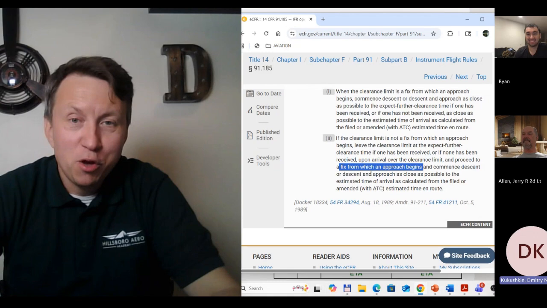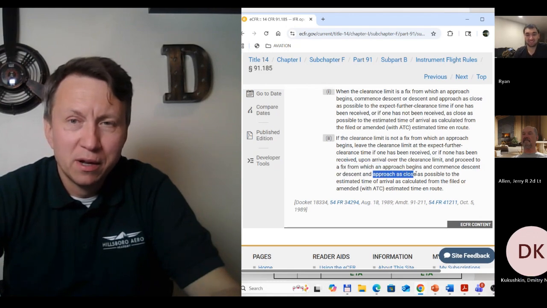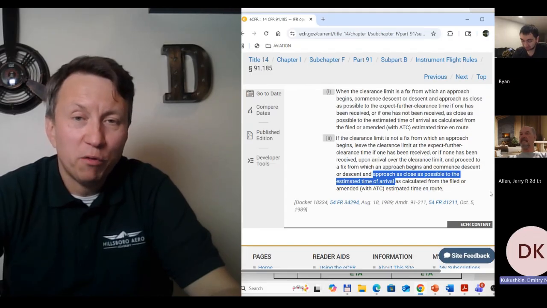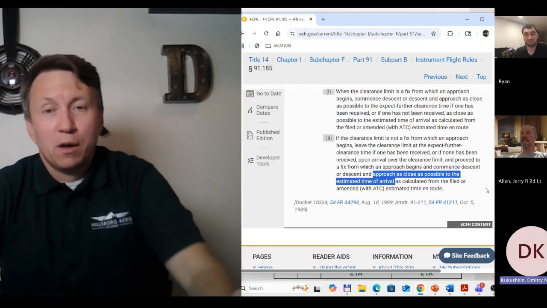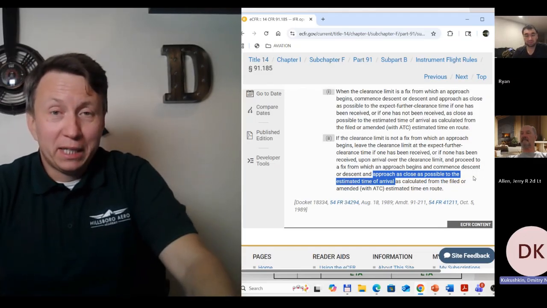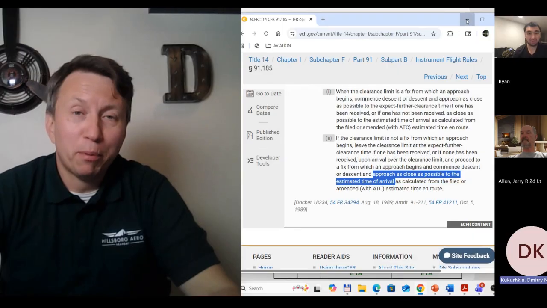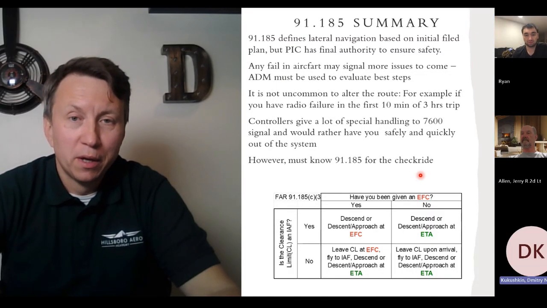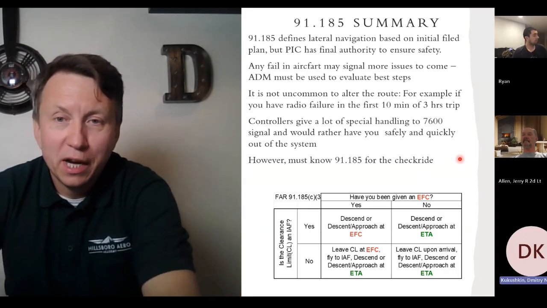And then you descend and commence the descent and approach as close to ETA, estimated time of arrival, whatever you filed or amended. So pretty simple, but if you now look on the map, your typical, see, I did this easy.